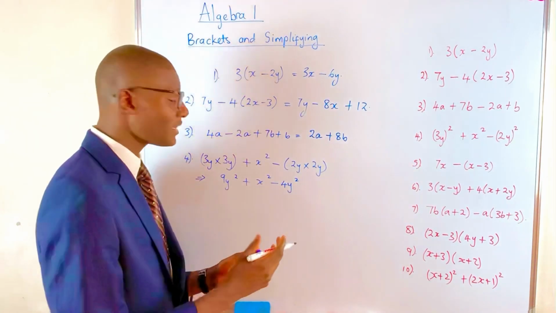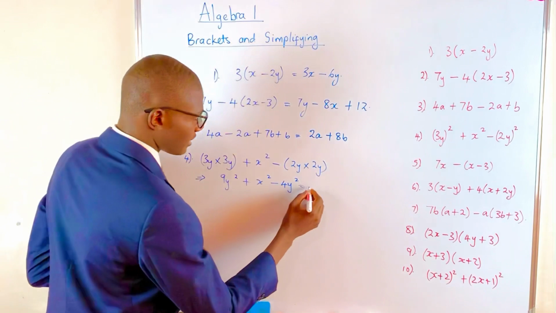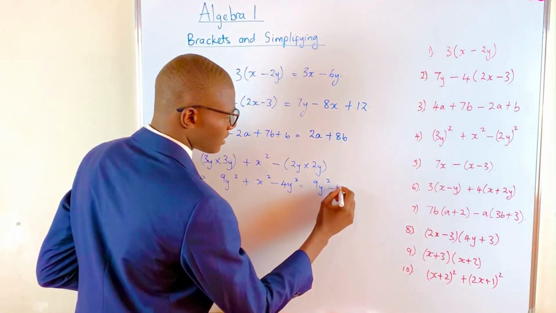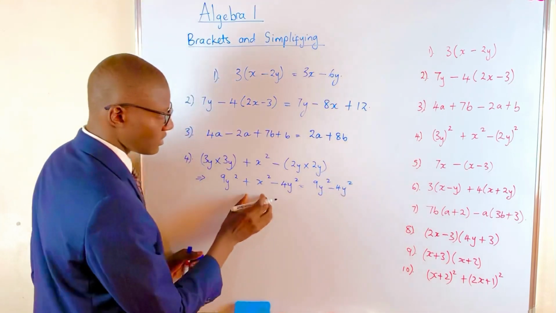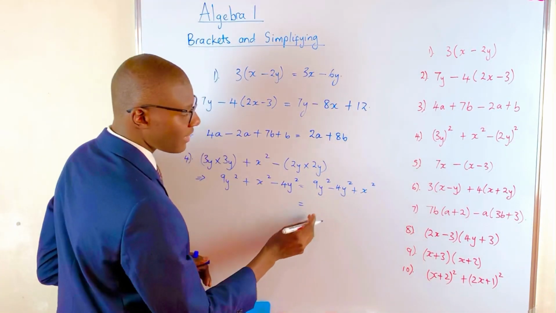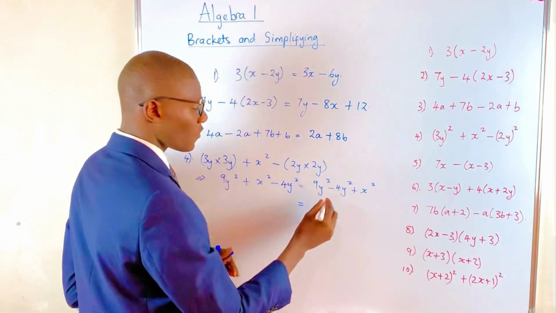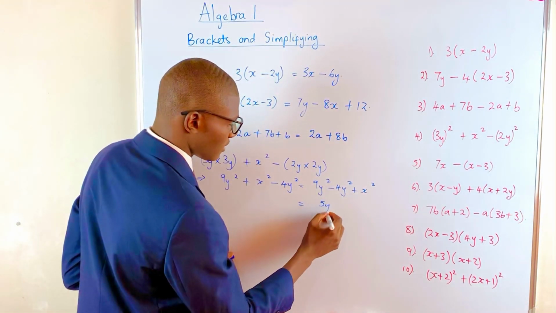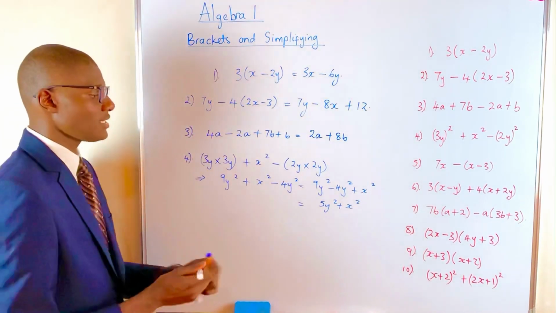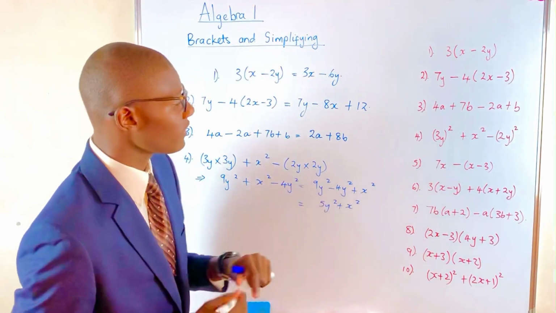And now grouping the like terms, we've got 9y squared and minus 4y squared. And then we just have this plus x squared. And now we simplify. 9y squared minus 4y squared, we get 5y squared. Then plus x squared. So this is the answer that we get. Now let's move on to number 5.